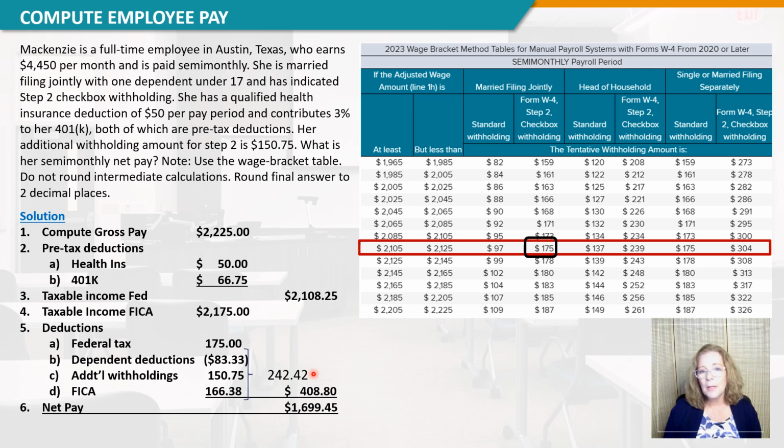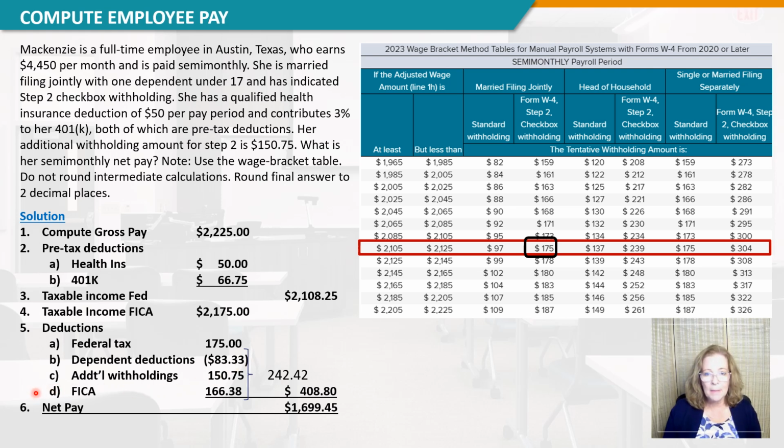Very important, the amount that remains after deducting the dependent deductions cannot be negative. So if the dependent deduction is greater than the tax that you looked up in the table, the net amount is reduced to zero. You'll see that in the next example.